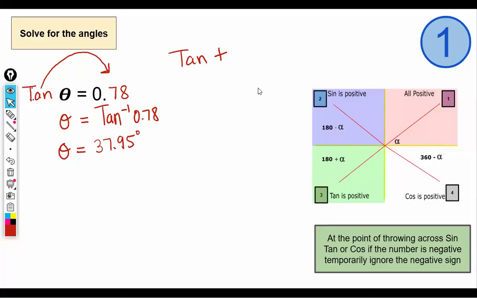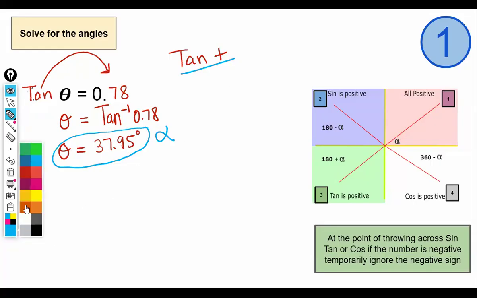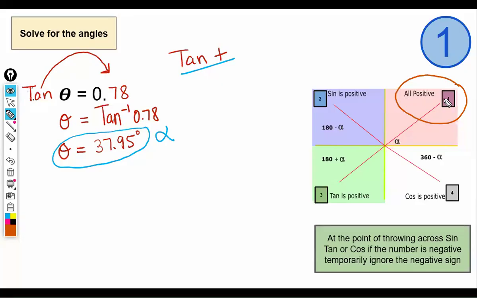So remember, the first answer that you get is alpha. His name is alpha. Now you have to ask yourself, since this is a positive tan question, where is tan positive? Tan is positive in the first quadrant, because quadrant 1 says everybody is positive, including tan. And also, where's tan positive? Isn't tan positive in the third quadrant? So tan is positive in two places, quadrant 1 and quadrant 3.